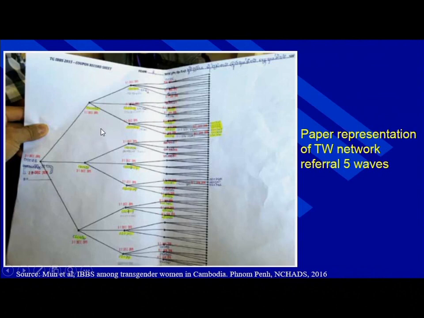Here is some written work from Cambodia. Actually, it's a paper representation of a transgender network referral sample from 5 waves. So you can see here wave 1. Here's the seed. Here are the referrals, more referrals, and another wave. And here's wave 5. So you can see you start with 1, but in the end you may have several hundreds of referrals.